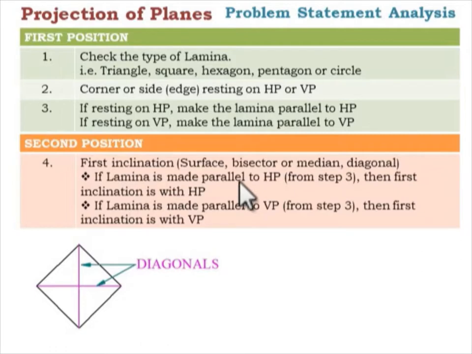If lamina is made parallel to HP in step 1, then the first inclination with HP will be taken. If lamina was made parallel to vertical plane in step 1, then first inclination is with VP.